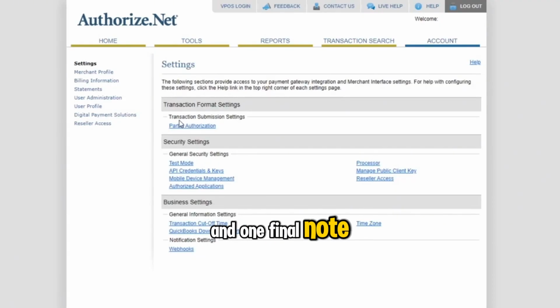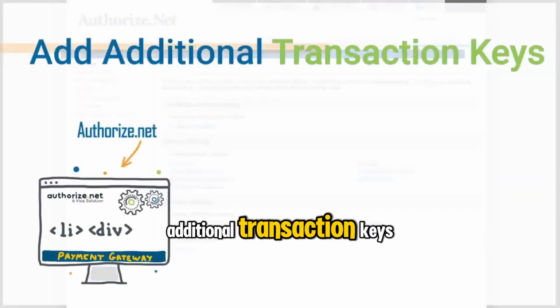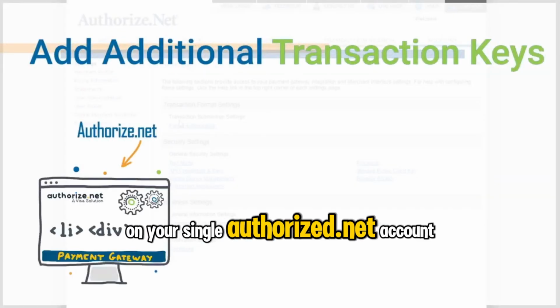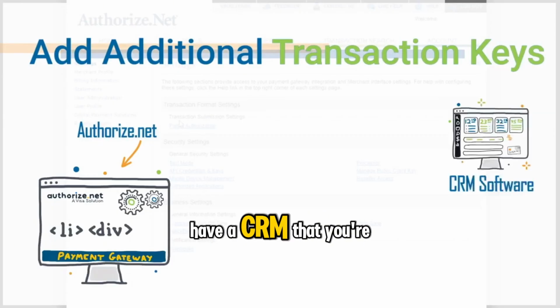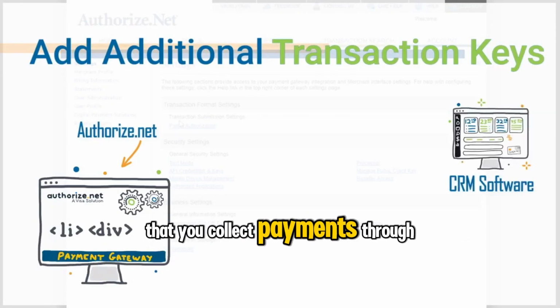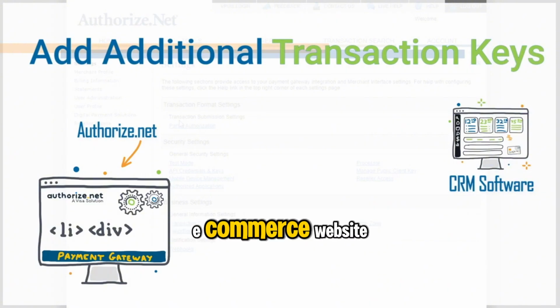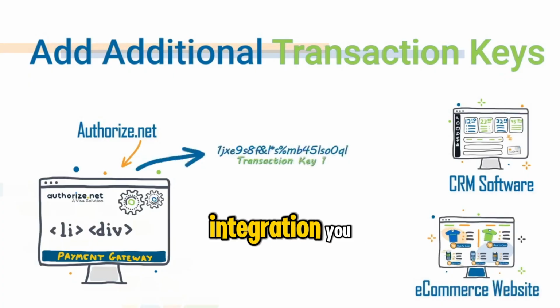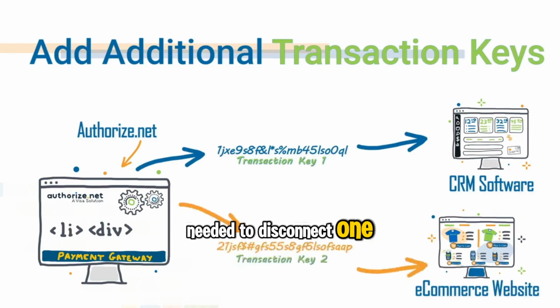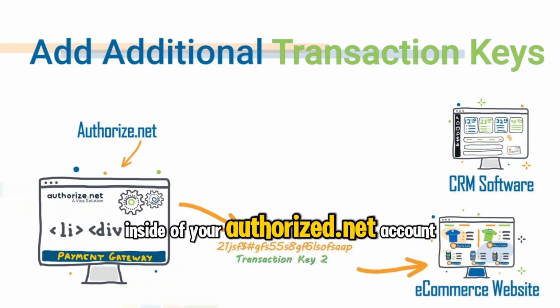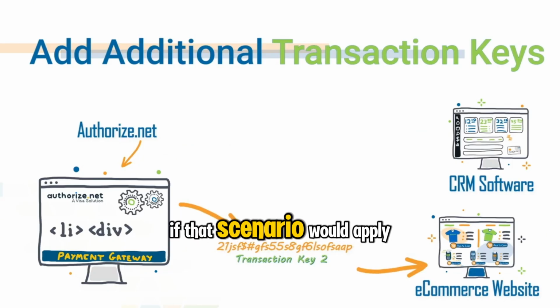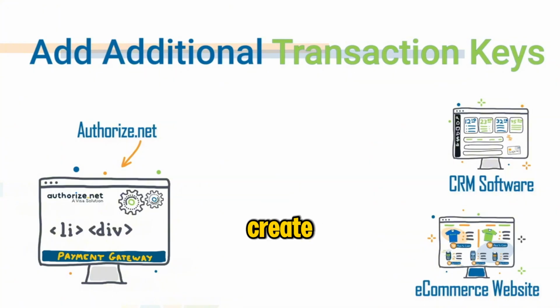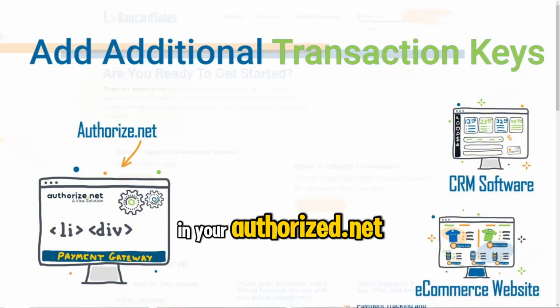And one final note is that you can add additional transaction keys on your single Authorize.net account. So for example, if you have a CRM that you're using that you collect payments through, and you're selling through your e-commerce website, and each of those software require a payment gateway integration, you can set up separate keys so that if you ever needed to disconnect one but not the other, you could do so by just deleting one key inside of your Authorize.net account. Again, if that scenario would apply to you, but just know you can create more than one transaction key in your Auth.net account.